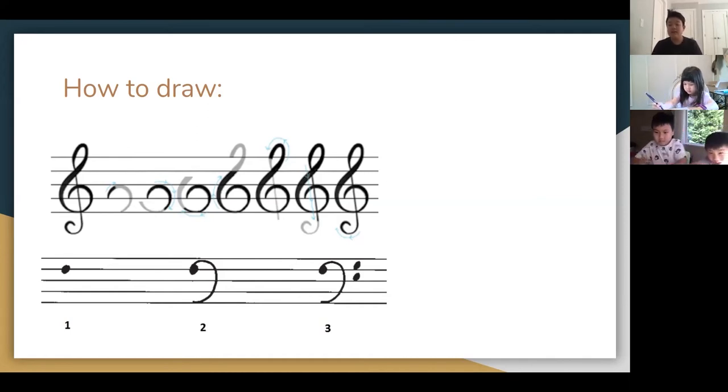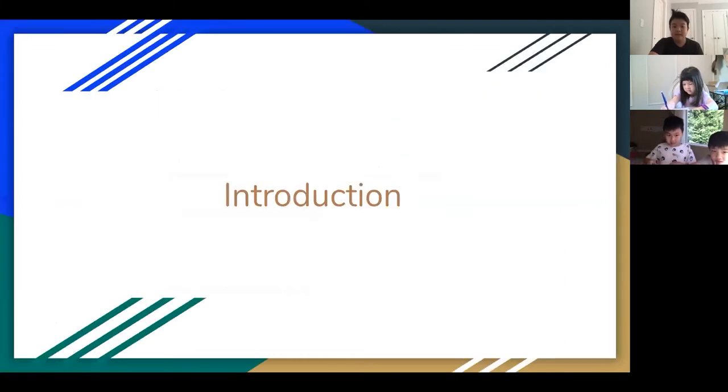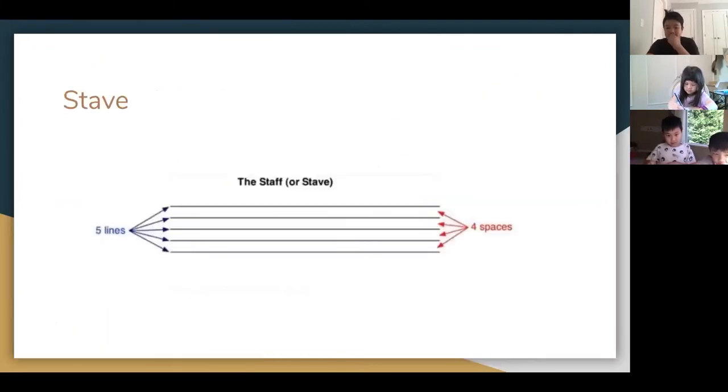Do you know what a staff or a stave is? The top one is a treble clef. The bottom one is a bass clef. Yeah, I know, but I'm asking you, do you know what a staff or a stave is? A stave or a staff is basically these 5 lines and 4 spaces. We all know that notes are written into this to indicate the notation.